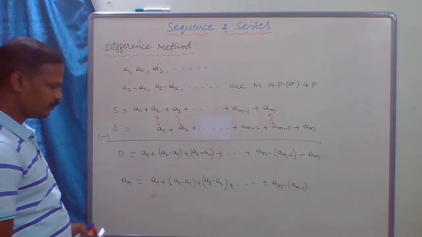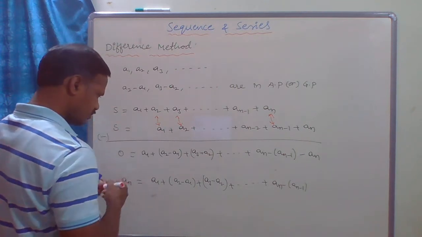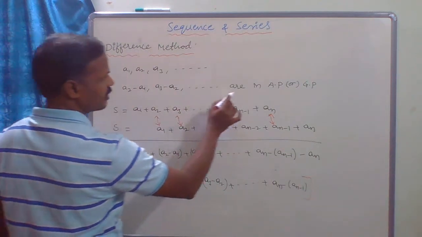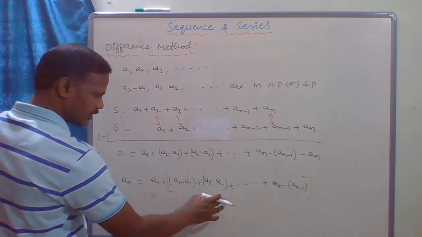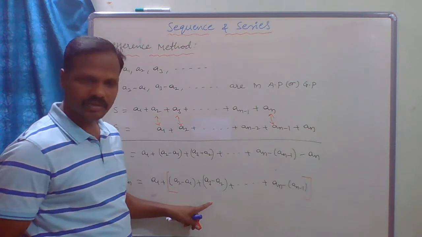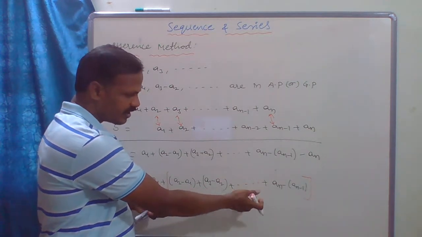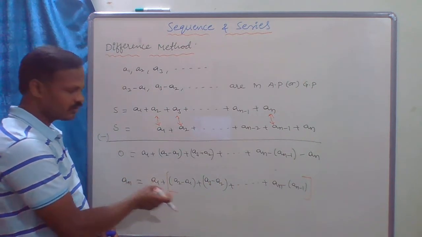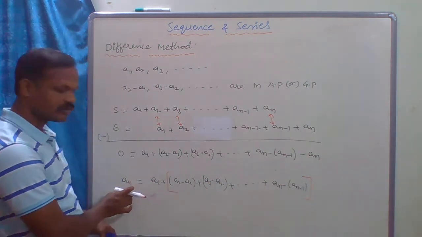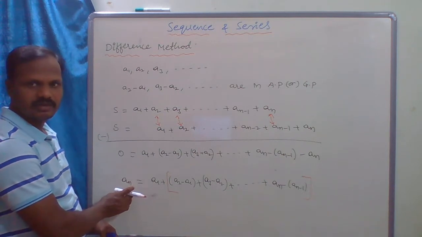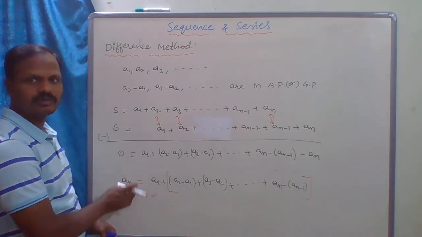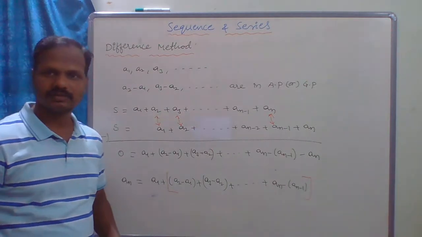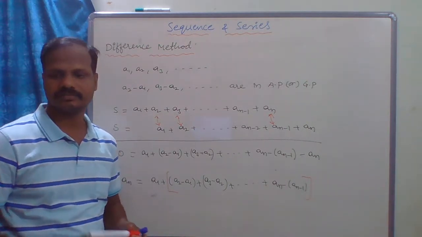Now these terms we already discussed are in AP or GP. Since these are in AP or GP, we can find the value of this sum. A1 is already known. If you know the value of this, we can find the value of A n. Once you know the nth term, then we can find even the sum of that series also. Clear? Okay, fine.